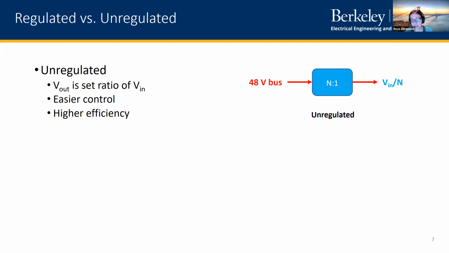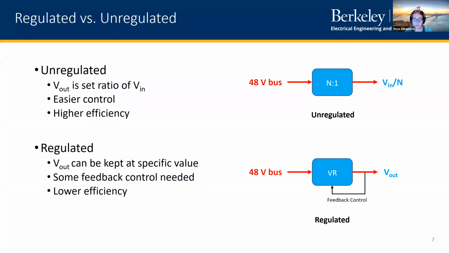However, if you do need your intermediate bus voltage to be regulated, then this type of converter would not work for that. Whereas with a regulated converter, your V out can be kept at a specific value by doing something like a feedback control on the duty cycle as you're sensing the output voltage. And often these will have lower efficiency than a simple fixed ratio converter.